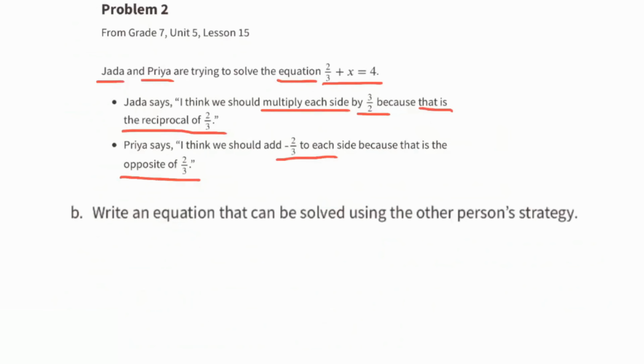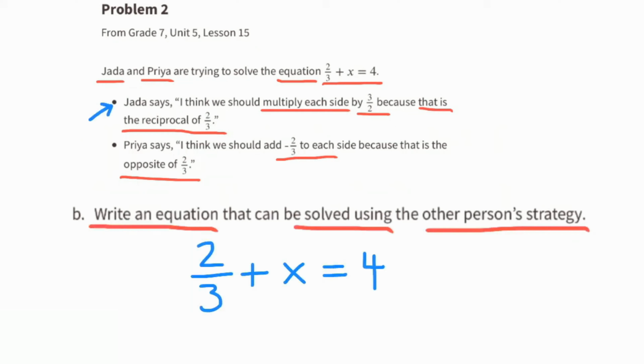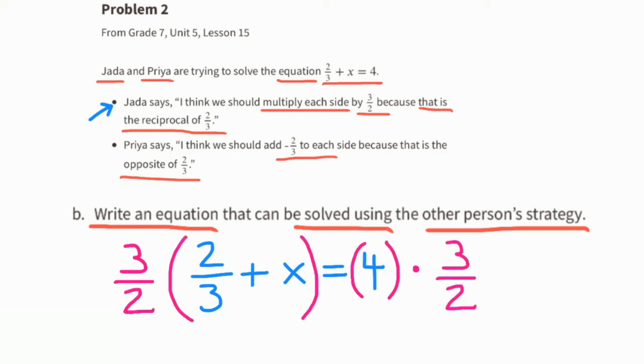B. Write an equation that can be solved using the other person's strategy. They want us to use Jada's strategy. I'm going to leave the equation the way it is. 2/3 plus x equals 4. Let's test it out by using Jada's strategy and see if it actually works. Jada wants us to multiply each side by 3/2. That means she wants to multiply the left side by 3/2 and the right side by 3/2.